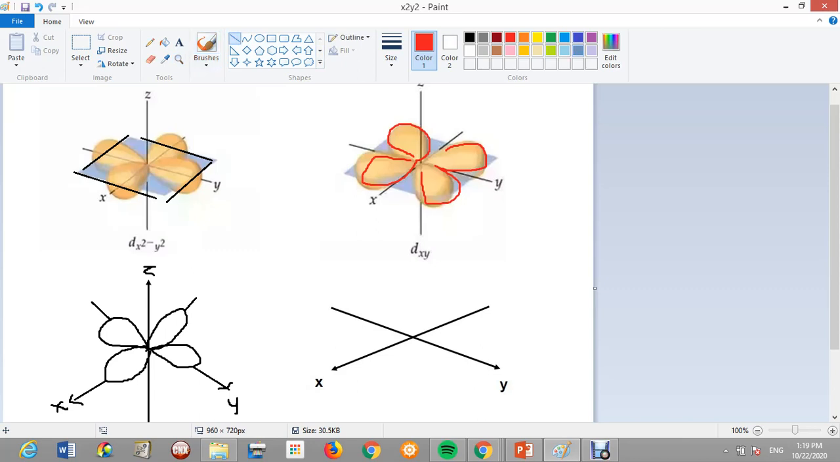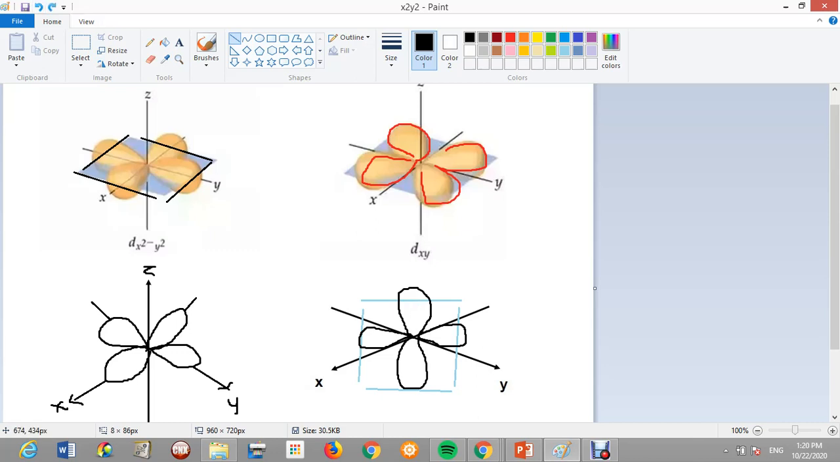I'm going to show you the plan of the axis. This plan you don't have to draw, you only need to draw this one. The loop is between your x and y axis. So I draw my clover leaf now. After I draw my clover leaf, then I add on the z-axis.